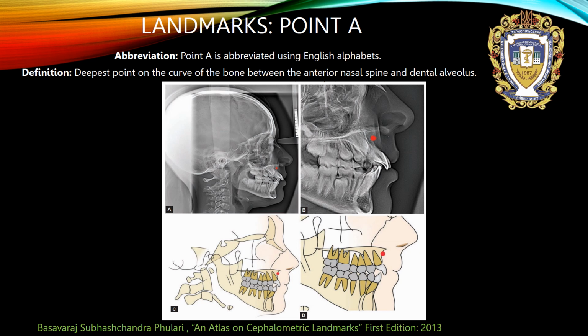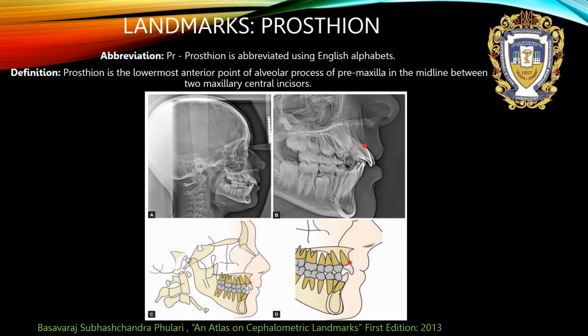Point A. It is the deepest point of the curve of the bone between the anterior nasal spine and dental alveolus. Prostion. Prostion is the lowermost point of alveolar process of premaxilla in the midline between 2 maxillary central incisors.